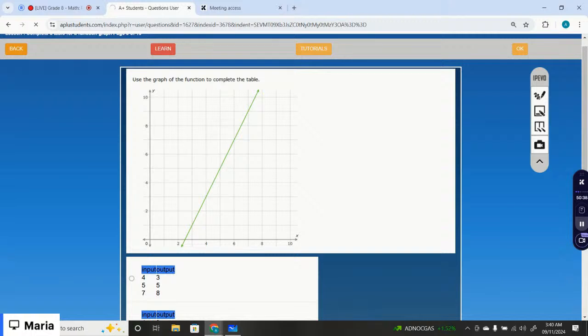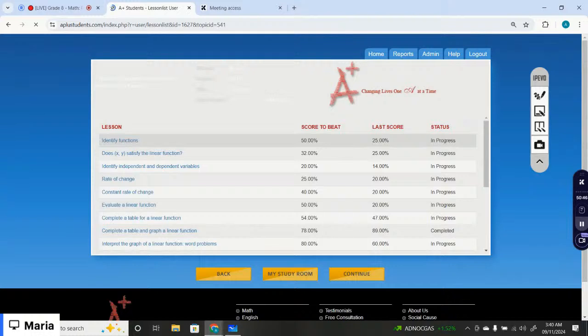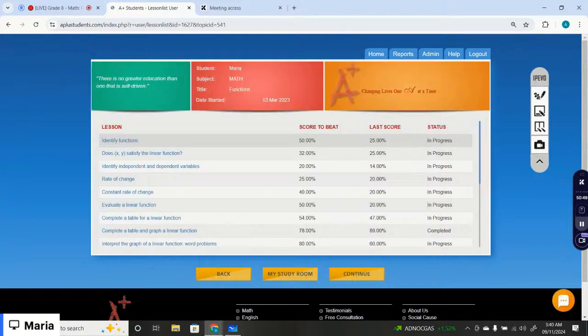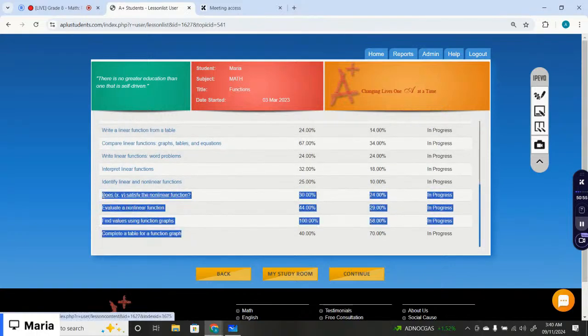So we were working on grade 8 math. The chapter we were working on is functions, and the lessons we have covered today are: does xy satisfy the nonlinear function? Evaluate a nonlinear function. Find values using function graphs. Complete a table for a function graph. So please make sure before the next session you complete all the practice questions for the lessons we just did. That is your homework until next session.